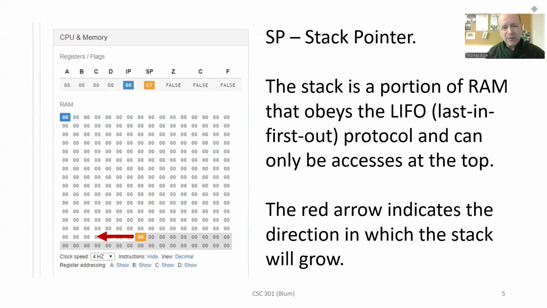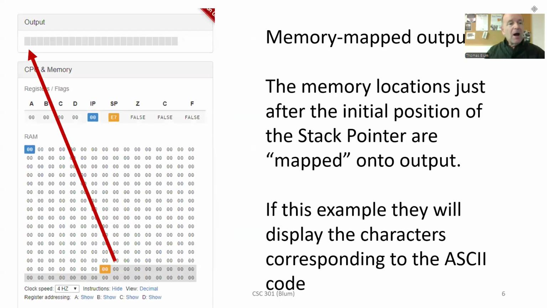So here in this picture, we see that the stack pointer corresponds to memory location E7, and then the stack is going to work backwards from that E7. So in that direction, I'm showing with the red arrow there. On the other side, starting at E8, those memory locations are shown in that light gray, and these are the memory mapped output.